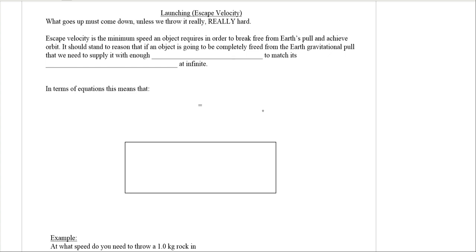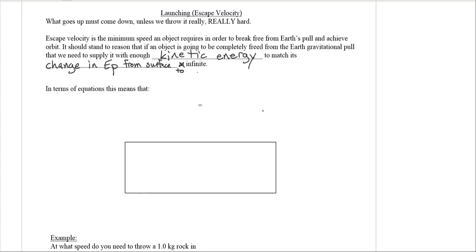So it should stand to reason here that if you want to free something from Earth's gravitational pull, you need to supply it with enough kinetic energy to match its change in potential energy from the surface to its potential energy at infinitely far away.